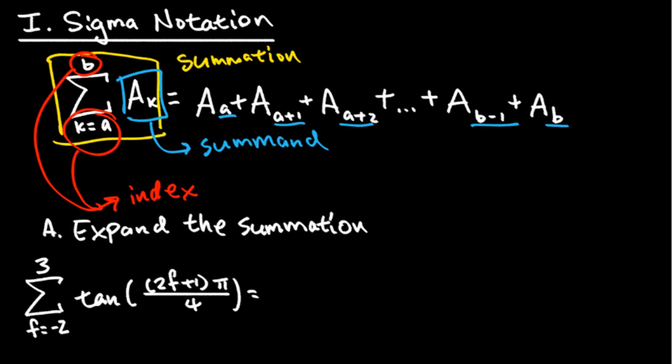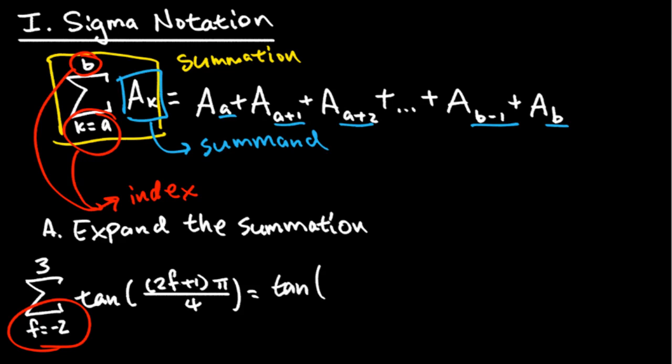So let's look at this and expand this summation. So this thing is our summand. It's tangent of stuff. And our index is over here. It is K. And it starts at actually -2. All the time you'll see them start at different places, usually like 1 or 0 or something. But here it's going to start at -2. It doesn't really matter. So we know what it says. We know what we're going to do. So let's do it.